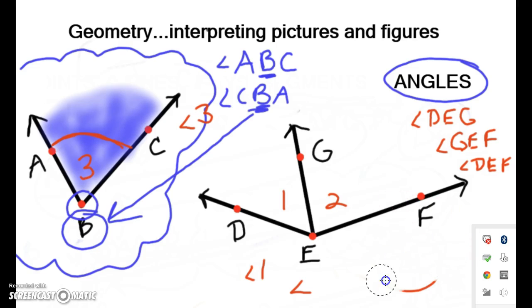Now, in both of these pictures, you have angles. In the picture on the left, I could also call it simply angle B, because it's only one angle in that picture, and that wouldn't be confusing. But over here, I can't just say angle E because there's too much going on. So be careful when you're communicating and working with angles in geometry figures.